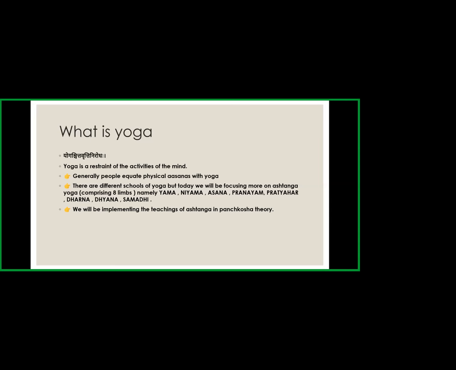Okay. So there are different schools of yoga, but today we will be focusing more on Ashtanga yoga. Ashtanga yoga comprises 8 limbs, namely Yama, Niyama, Asana, Pranayama, Pratyahara, Dharana, Dhyana, and Samadhi. We will be implementing the teachings of Ashtanga in the Panchkosha theory. There is another theory, Panchkosha, other than Ashtanga. So we are talking about student life.